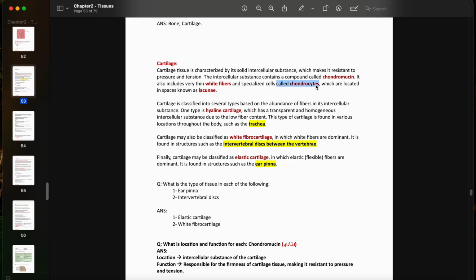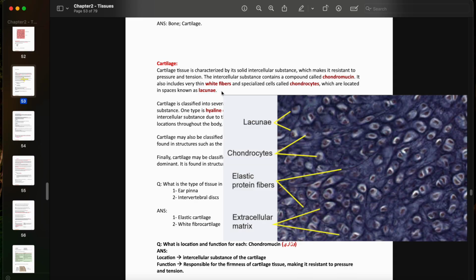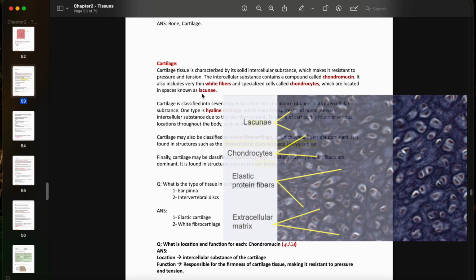And those cartilage cells, or chondrocytes, are located in spaces known as lacunae. So as you can see here, they're located in spaces, like chambers or rooms, we call lacunae. And those lacunae are also found in bone tissue, not just in cartilage tissue.